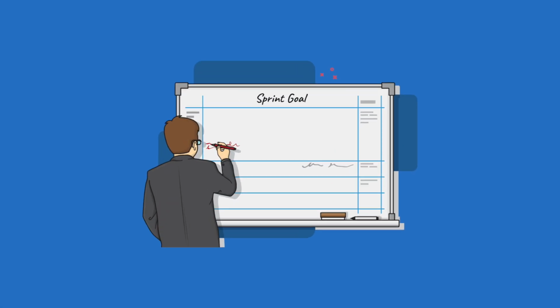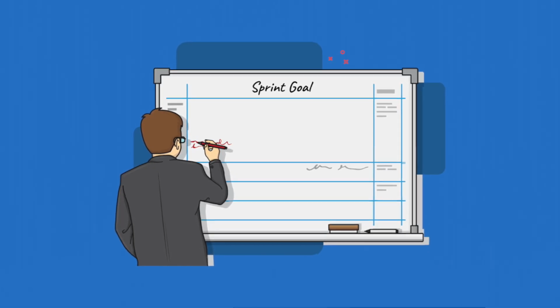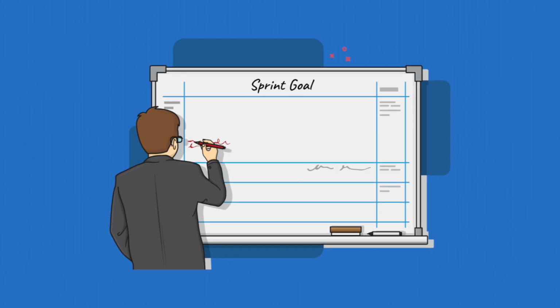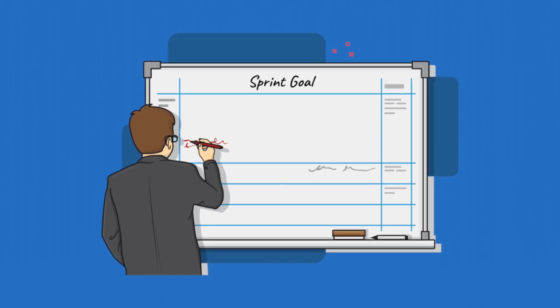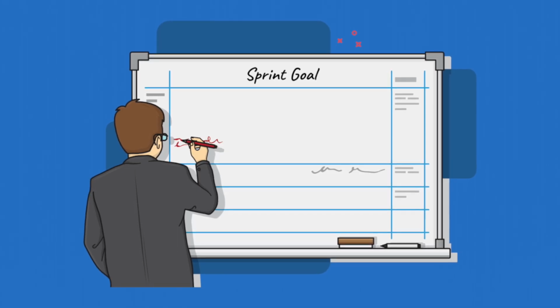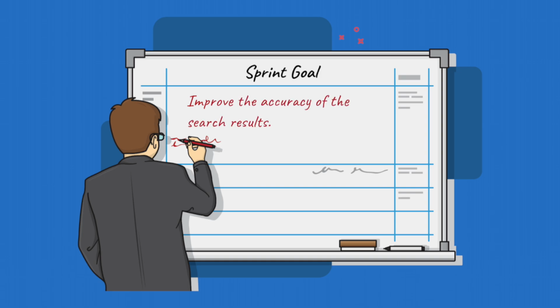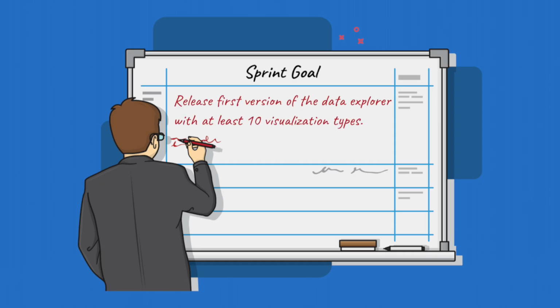perform during the sprint. Ideally, the reason why the work will be performed can be expressed in a sprint goal. The sprint goal is usually a 1 or 2 sentence summary of what the developers will try to accomplish during the sprint. Allow users to check out and pay for the items in their cart. Improve the accuracy of the search results. Improve the usability of the account maintenance screen. Release a first version of the Data Explorer with at least 10 visualization types.